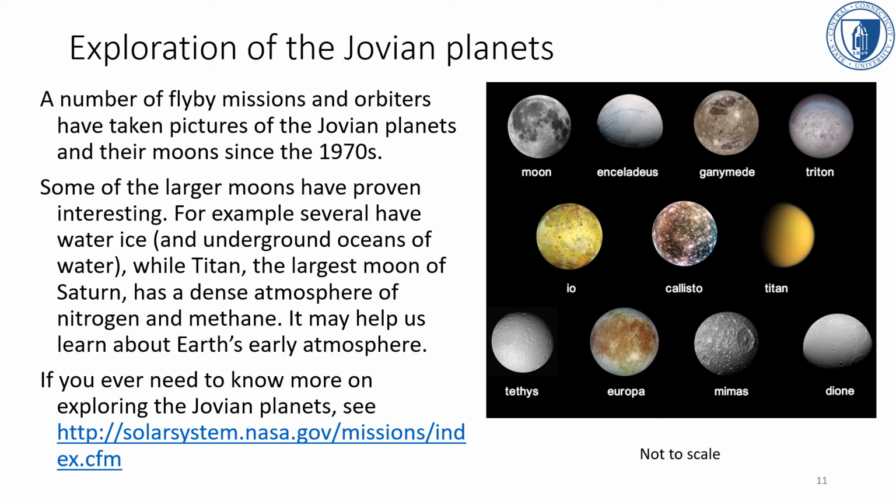For example, Titan, the largest moon of Saturn, has an atmosphere denser than the Earth's, and many of these outer moons actually have oceans of water under a frozen icy crust, which again is really great for people interested in looking for signs of life.